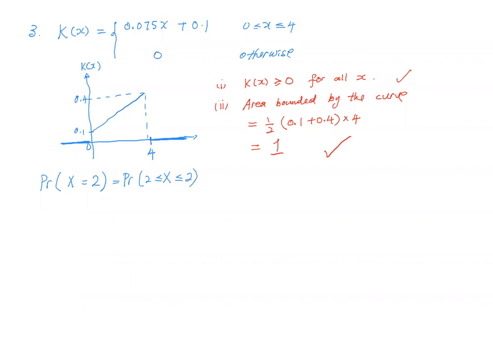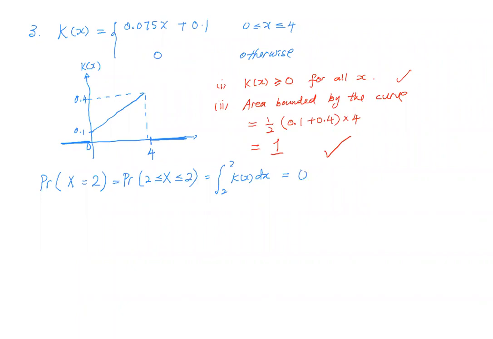Am I right? Yes. So what will I get? Integrate from 2 to 2 of kx dx. What do you think I will get? 0. Probability less than 1. Definitely 0.